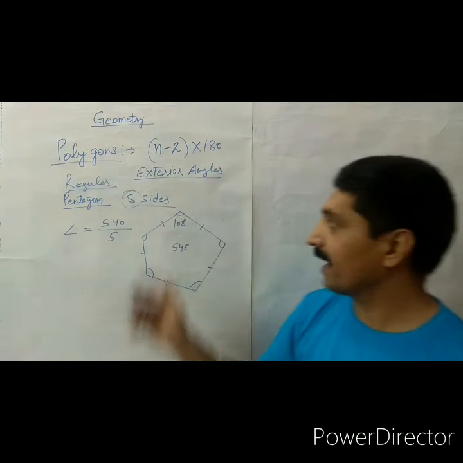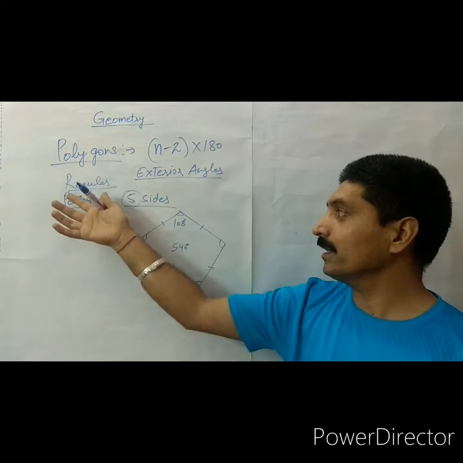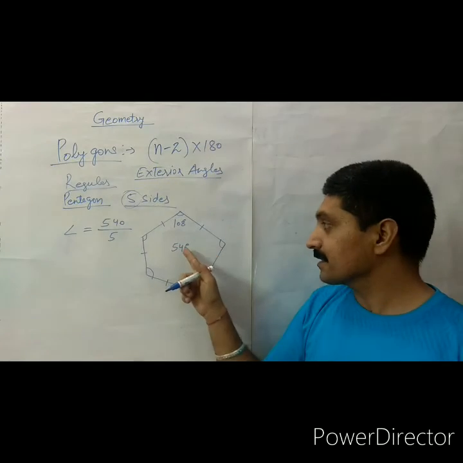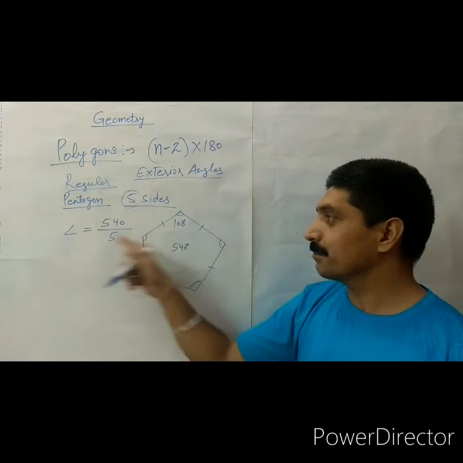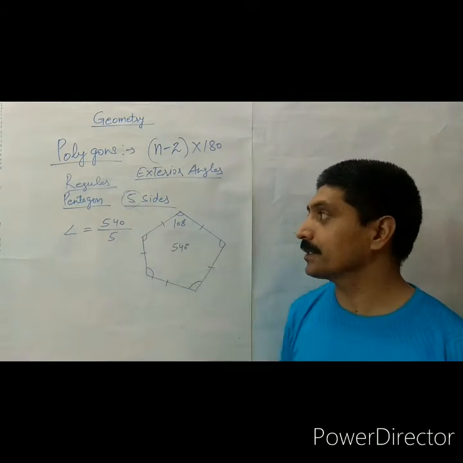So in this way, if we are given the number of sides and a polygon is a regular polygon, we can find its interior angles by dividing the sum of all angles by the number of sides. So this is an important formula, please note it.